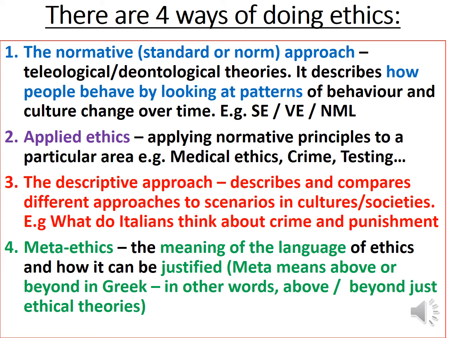And then finally, we've got meta-ethics. Now, I said earlier on, meta-ethics links quite closely to religious language, which is why it's a natural progression to move from religious language into meta-ethics, because it's having a look at the meaning of the language that we are using when we say something is good, right, bad, wrong, etc. It's about justifying those words. And the word meta means above or beyond in Greek. So in other words, meta-ethics is looking beyond the ethical theories. It's looking above the ethical theories. It's looking deeper into the ethical theories and really trying to work out what we mean when we say an action is good or morally right, or what do we mean when we say something is bad.